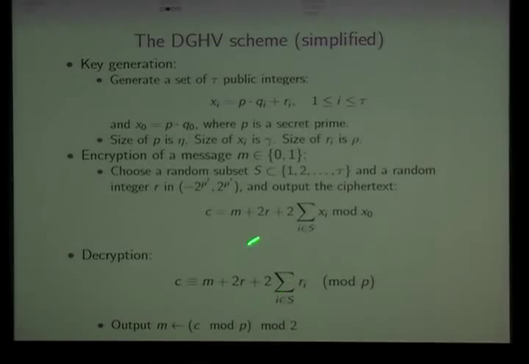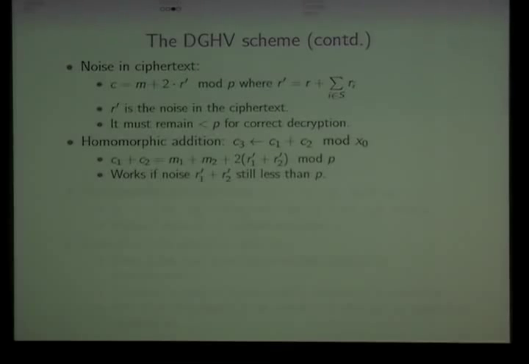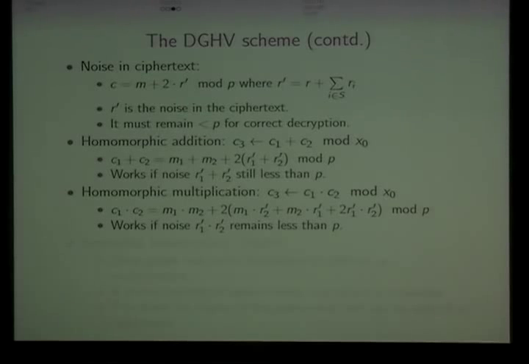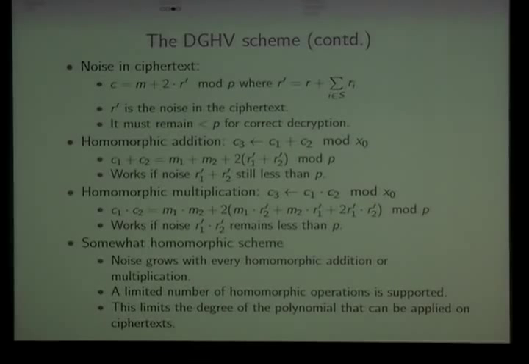And if the noise is smaller than p, say much smaller than p, then when I reduce mod p, I have the equality over the integers, and I can take the result mod 2 and recover my number m. So to decrypt, I always have to take care about the size of the noise. It's easy to see that to do addition and multiplication, I can simply add and multiply ciphertexts mod x0 as long as the noise remains small enough. The number of multiplications that are possible is about the size of p divided by the size of the noise.